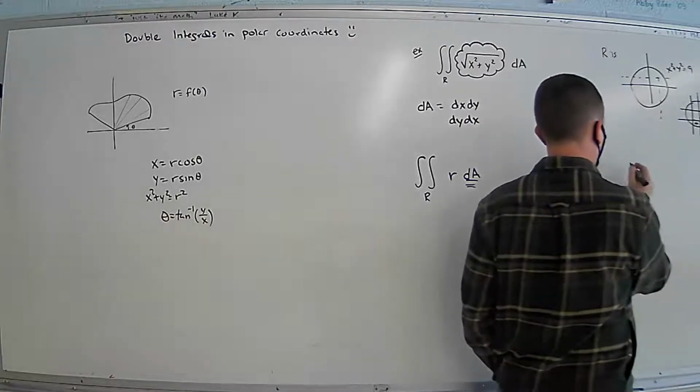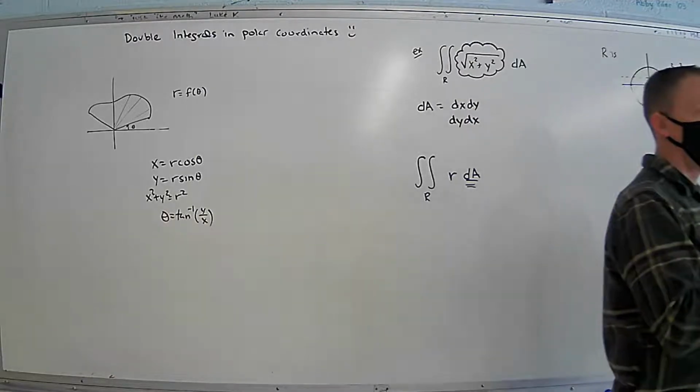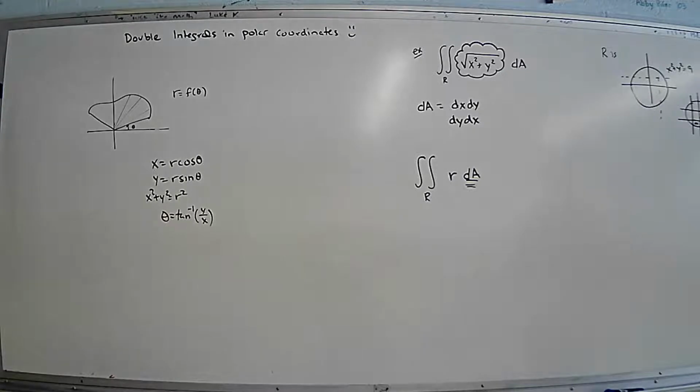But in polar, dA is not just going to equal dr d theta. Because dr times d theta is not the area. So that's what we've got to figure out.